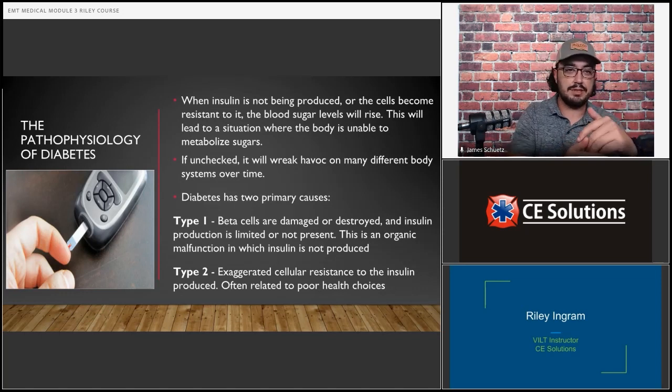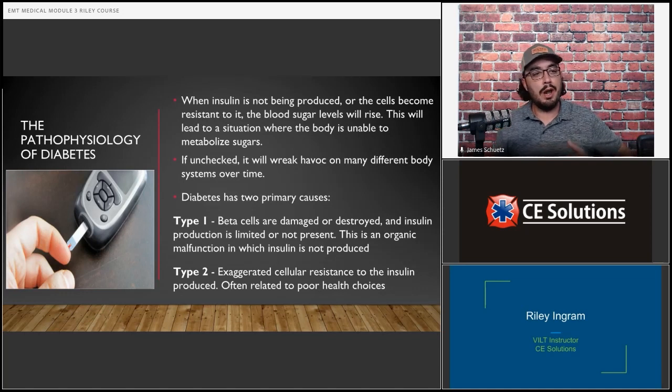So if unchecked, it's going to wreak havoc on many different systems over time. We'll kind of talk about those systems as we dive into this a little bit more, but everything works together, right? All these organ systems and all these body systems, if something's faulty in one of them, it's going to end up affecting the other, right? It's funny how all that works. Diabetes, excuse me, has two primary causes.